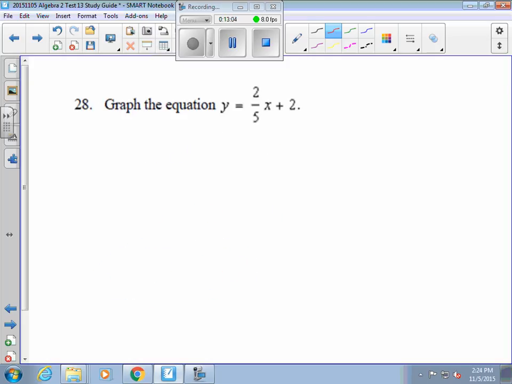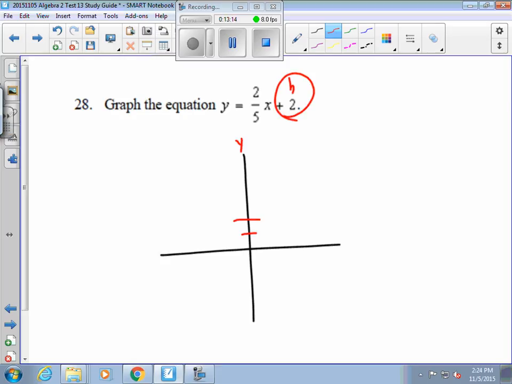And number 28 says graph the equation y equals 2/5 x plus 2, y equals mx plus b. B tells you where to begin at positive 2 on your y-axis, so begin at 1, 2, there's your first point. Mx plus b tells you your slope or where to move. It says 2 over 5. It's rise over run, up or down for the top number. Positive tells you to go up 2 more, and run tells you to go left or right. It's positive, so you're going to go 5 to the right. 1, 2, 3, 4, 5.